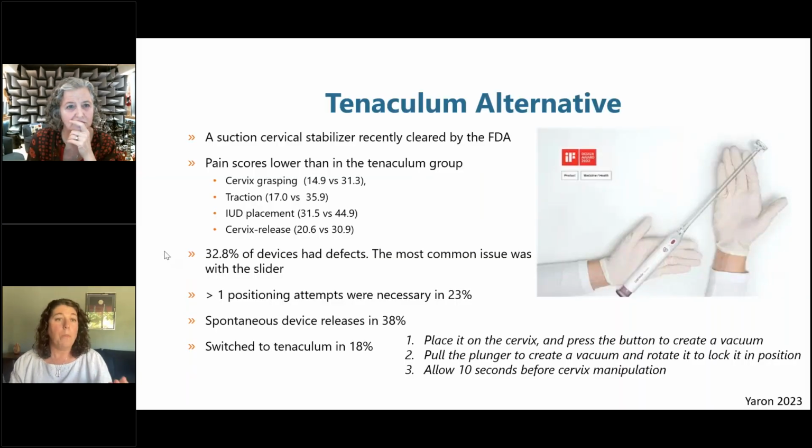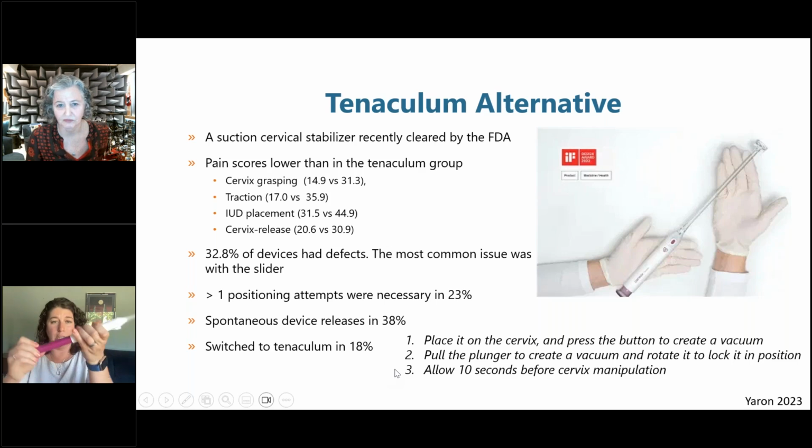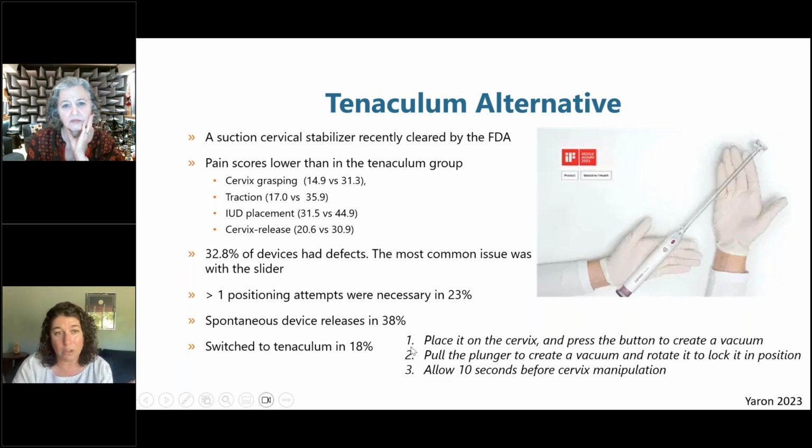And Patty, if you want to bring back up the slides, we can just review. This was the data that we had at the time that we developed the slides. There is a little bit more emerging data on this. The issue was with the inserter itself, that it was harder to use this slider, and that doing more than one positioning attempt was necessary in about a quarter of cases, and in about a third of cases the device spontaneously released and people did have to switch to the tenaculum.